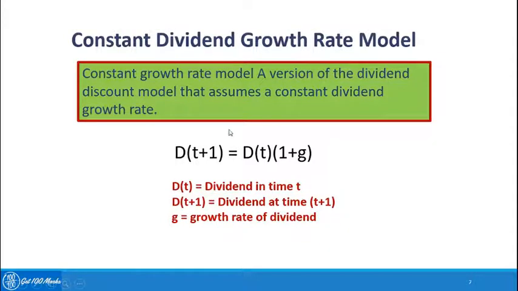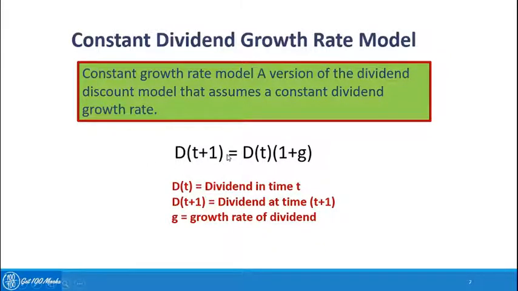A version of the dividend discount model that assumes a constant dividend growth rate, as I said. Now, if you look at the formula here, it says D T plus 1. T is the time period. Let's say T is the current time period. Let's say T is 0. Then D T plus 1 will be the dividend in the first period.